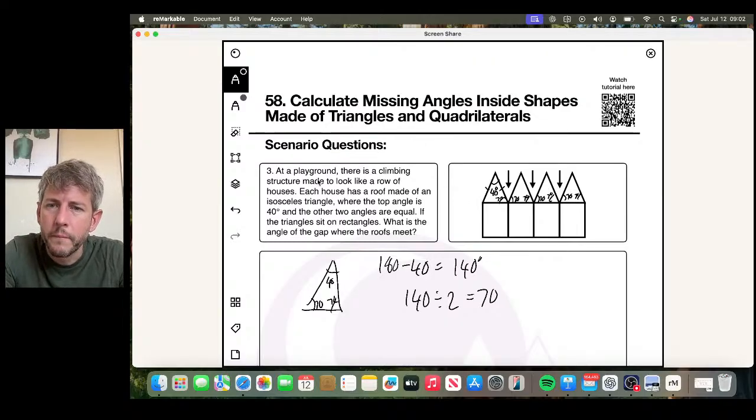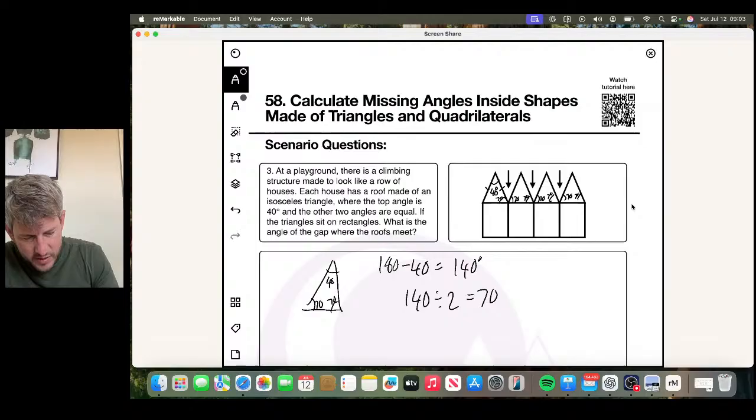Each house has a roof of an isosceles triangle where the top angle is 40 and the other two angles are equal. If the triangle sits on rectangles, what is the angle of the gap where the roofs meet? I've got this arrow here showing that. Because these are rectangles, this makes a straight line. So that's a straight line there, and we're going to have 180.